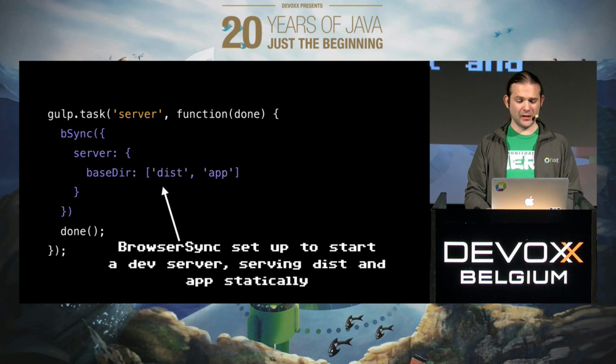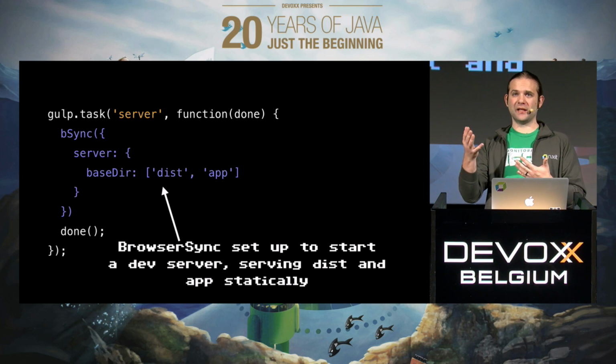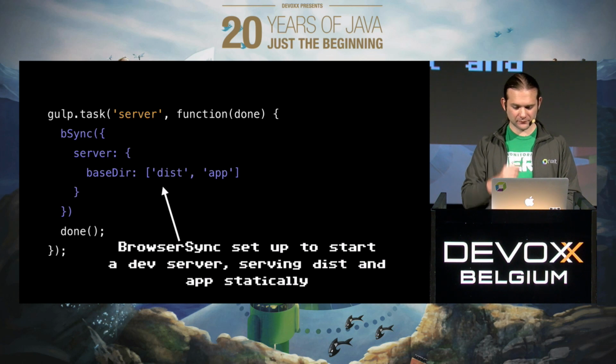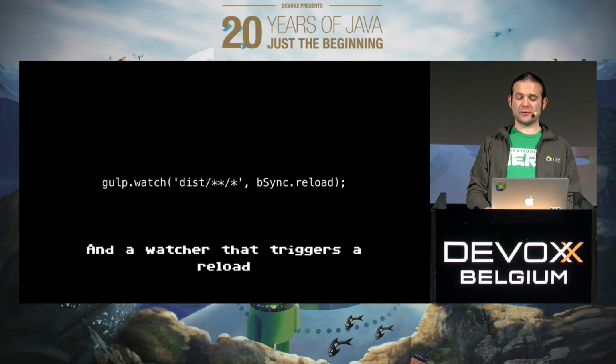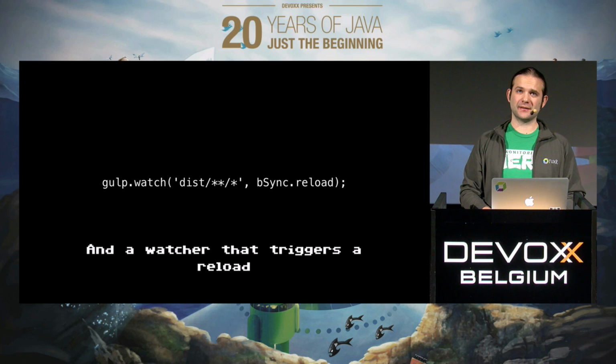And for the server, we just tell Browsersync to serve two directories. First, it looks in the dist folder if the files are there. If they aren't there, it takes them from the app folder. If they aren't in the app folder, we get a 404. And it's a static server. And with bsync.reload or browserSync.reload, we can reload the whole browser window if we have a change. And with bsync.stream, we can reload the asset directly from the stream.